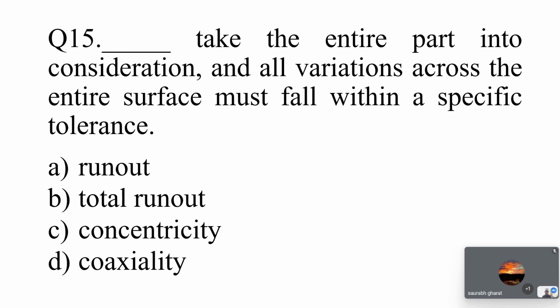Next question: take the entire part into consideration, and all variation across the entire surface must follow the specific tolerance. It's called as what? Run out, total run out? So this part is not this one. The question is due to total run out. So you can take your answer to solve this question.